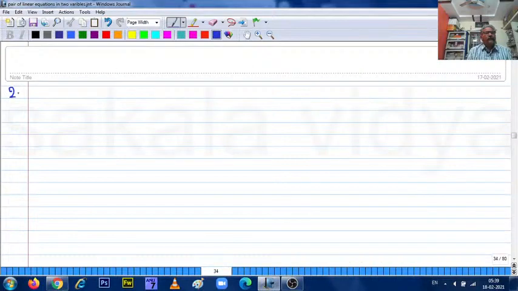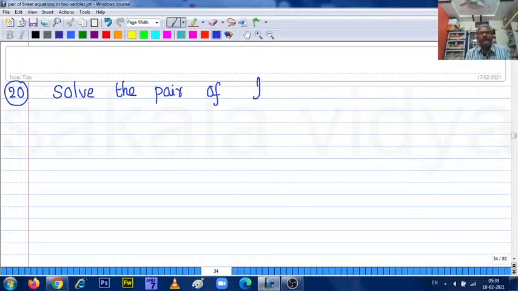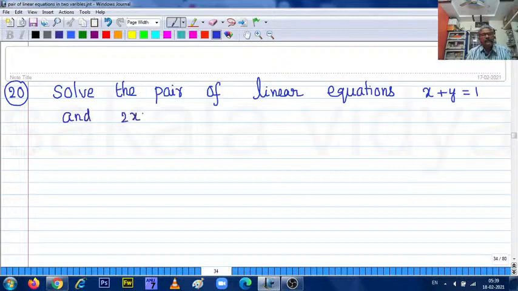So now the 20th problem. Solve the pair of linear equations x plus y equals 1 and 2x minus 3y equals 2 by elimination method.